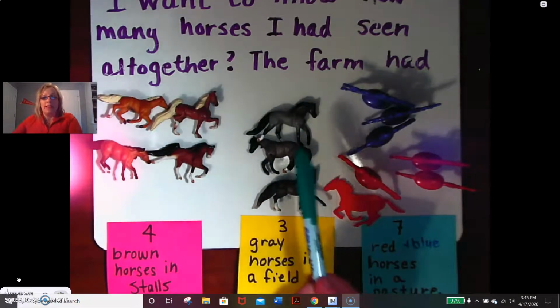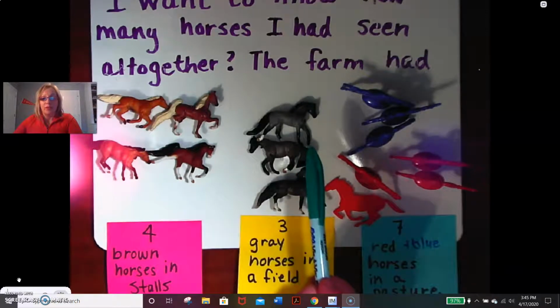And gray horses are my absolute favorite. When I go to Churchill Downs, I love to look at the gray horses.